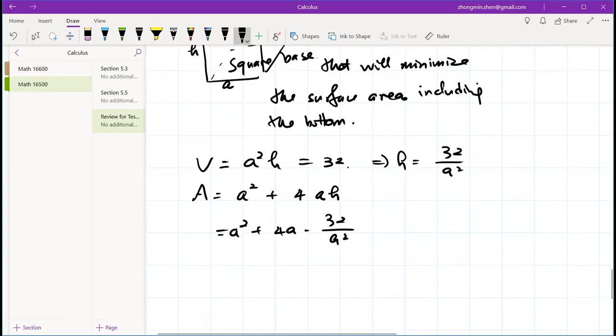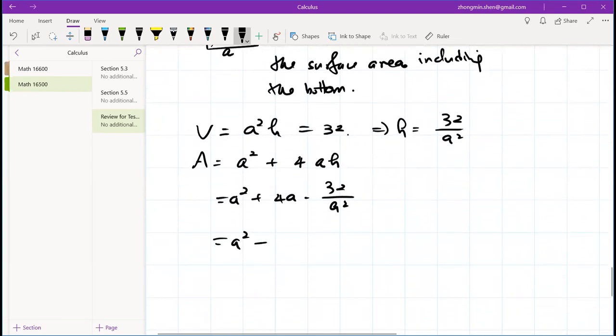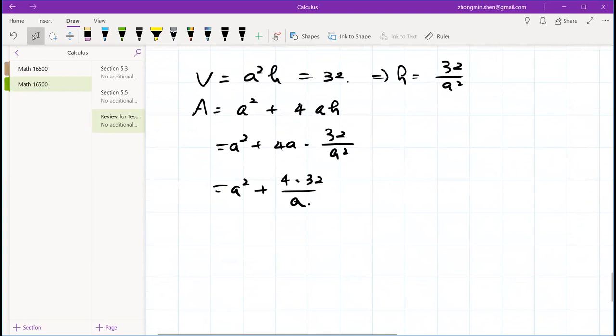Okay, so I get some function. It's like this: a squared plus 4 times 32 over a. I'm not going to multiply this out. That's good enough. All right. So this is a function in a, and if you draw the graph of this function, it looks like that. Okay, this is capital A, this is little a. So it must have an absolute minimum value somewhere. Okay, we are going to minimize the surface area. And when a approaches 0 from the positive side, it approaches infinity. When a approaches infinity, it also approaches infinity.